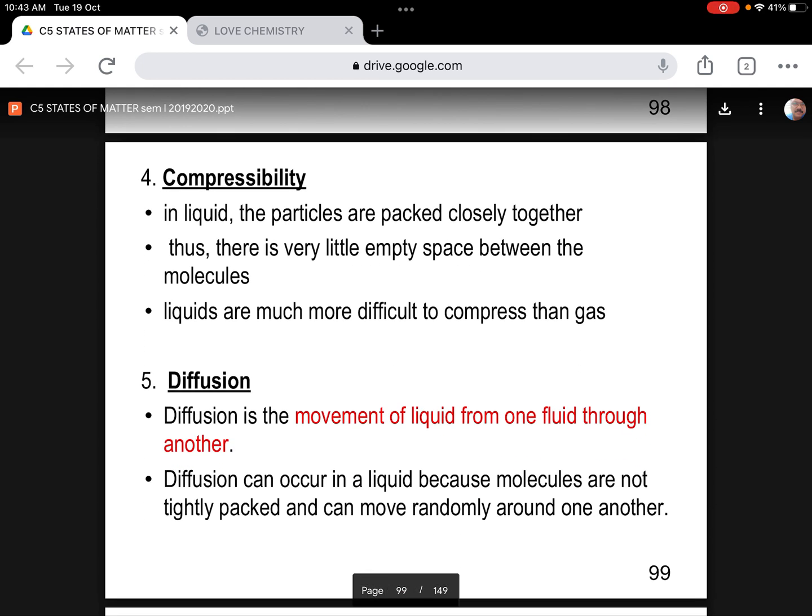Number four, the fourth property is compressibility. In liquid, the particles are packed closely together. Thus, there is very little empty space between the molecules. Liquids are more difficult to compress than gas, because between gas and liquid, the empty spaces or the gaps between the particles in gas are much bigger. So gas is easier to compress compared to liquid.